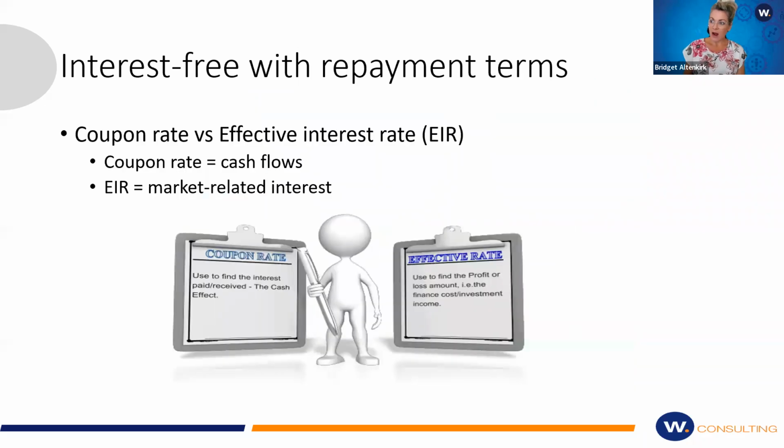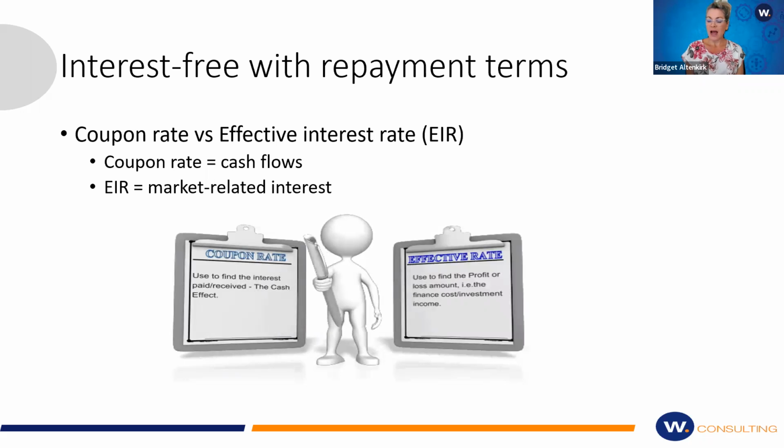So when I speak now about amortized cost measurements, this is impacting financial assets and financial liabilities classified at amortized cost, as well as your debt type financial assets classified at fair value through other comprehensive income. There are two types of rates which an entity would need to take into account when looking at amortized cost measurements. There is something known as the coupon rate, and then something known as the effective interest rate.